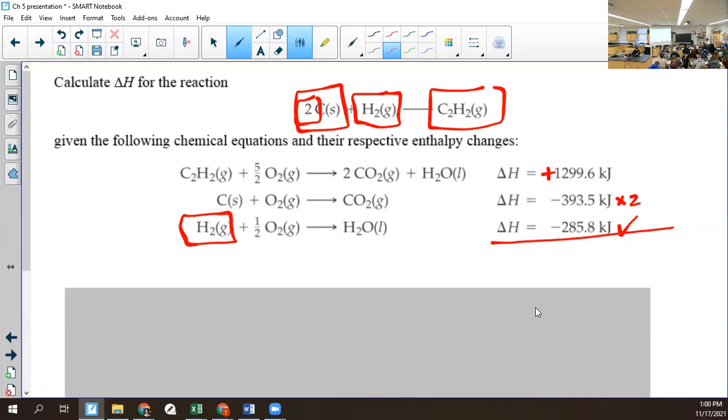Hey, what did we end up with? 226.8 kilojoules. Who agrees? Okay. 214. I'm not going to worry about it. It's that number-ish. Thumbs up.